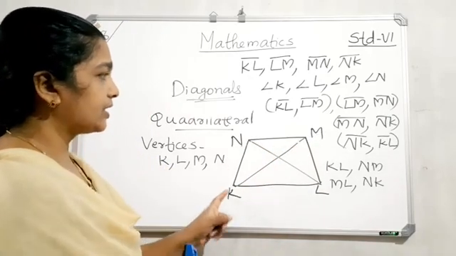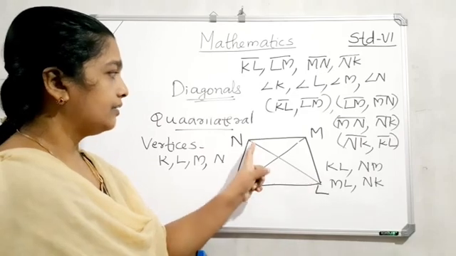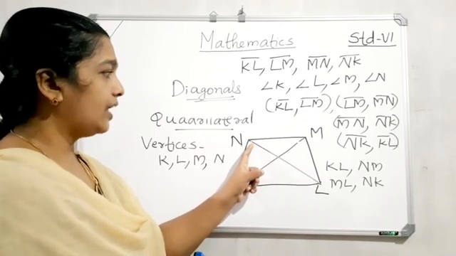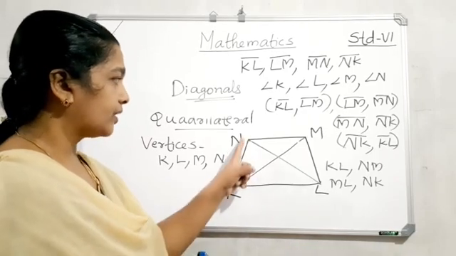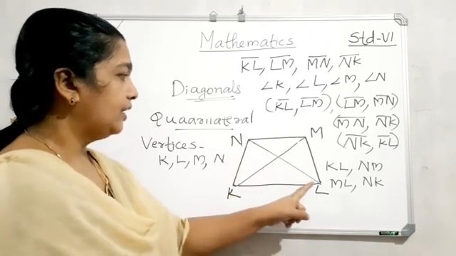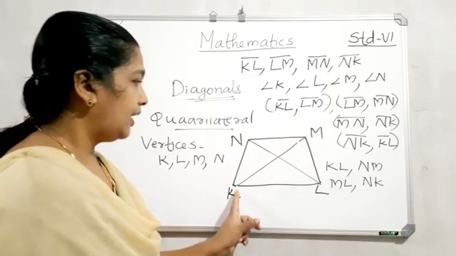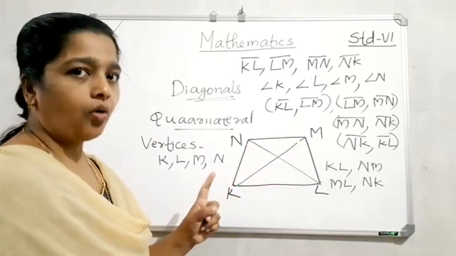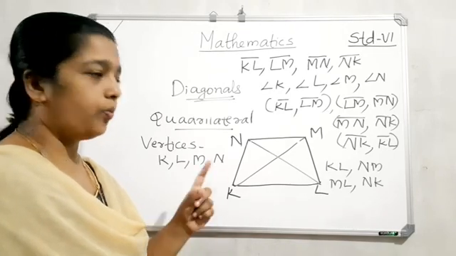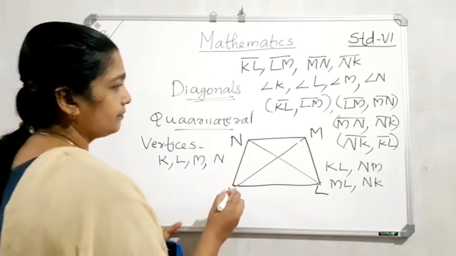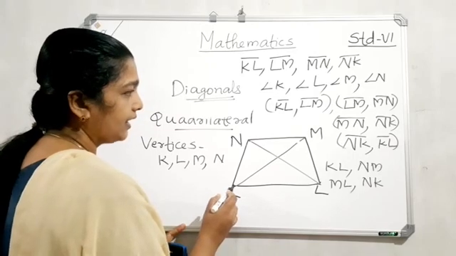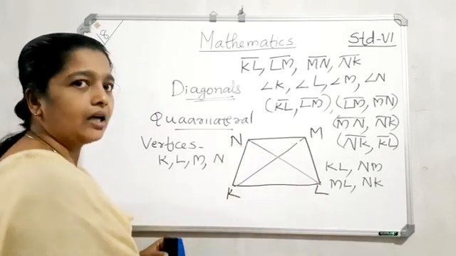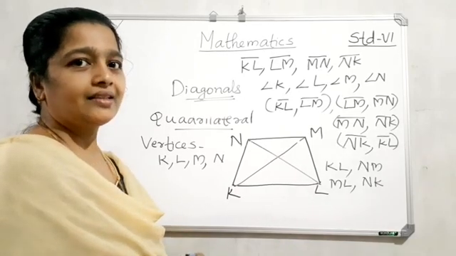Next, diagonals K, M and L, N. Understand? These are diagonals. Next, opposite sides N, K or K, N, and L, M. Then K, L and N, M. These are known as opposite sides. Then opposite angles, K and M. Then L and N are called opposite angles. Understand?